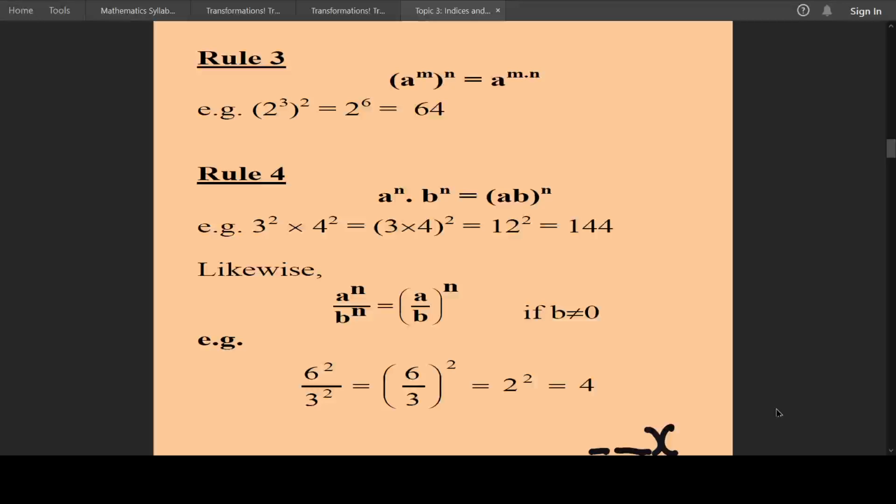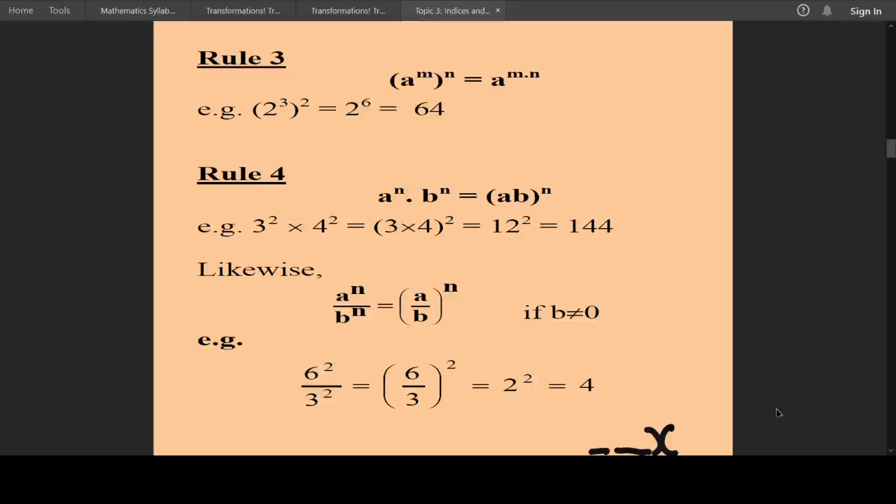That's the same as 3 to the power 2 times 4 to the power 2 equals 3 times 4, all to the power 2, and you get 12 squared, which is 144. Likewise, when you're dividing different bases, that is a and b are different, but they have the same power, we just enclose all in one bracket, a over b, then to the power n. That is if b is not equal to 0, because you can't divide by 0.